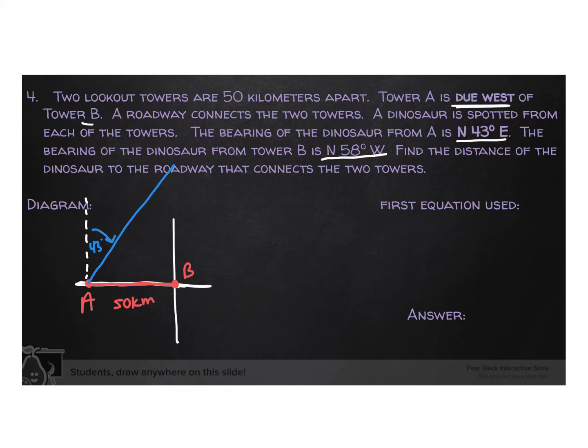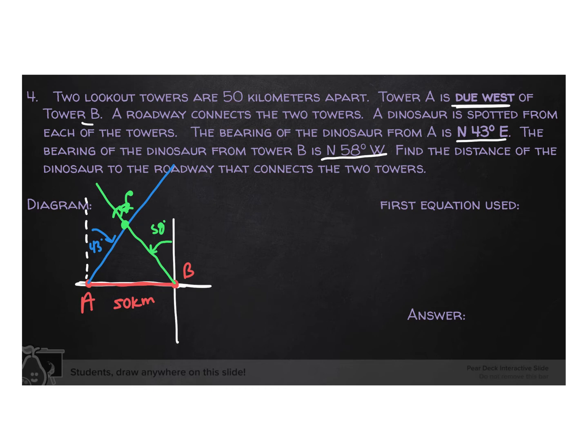And then from B, the dinosaur is at a bearing of 58 degrees west of north. Okay, so you're rotating 58 degrees here. Okay, so here's your dino. Ooh, I'm going to draw one. Okay, so your dino's up here.